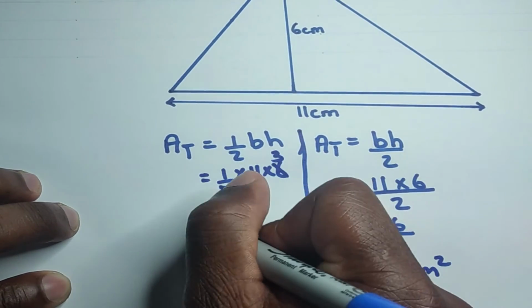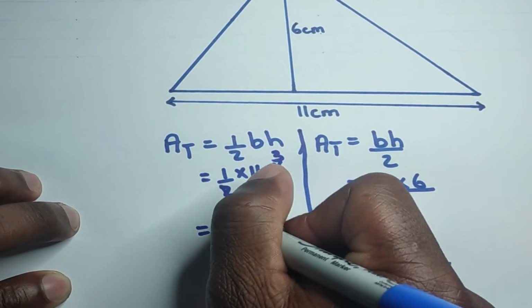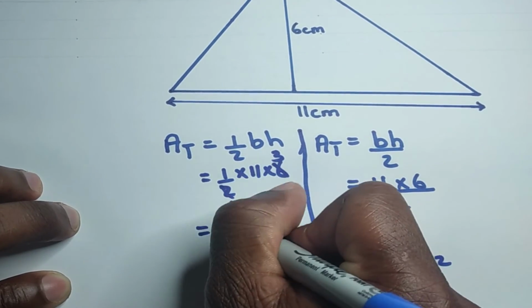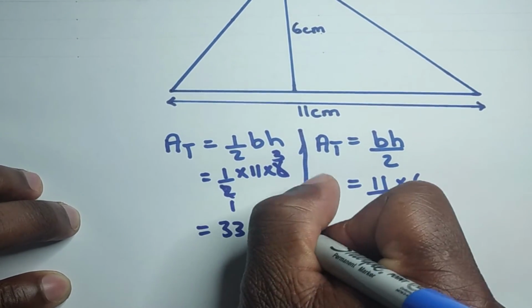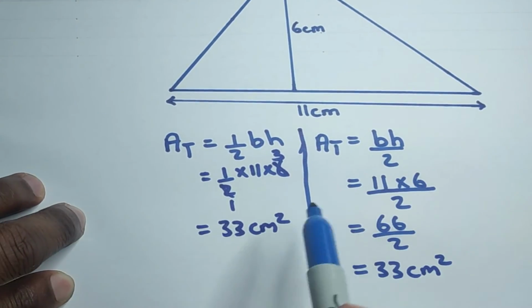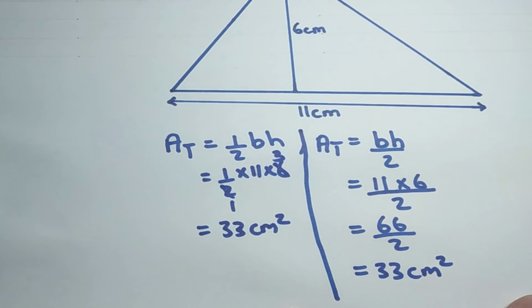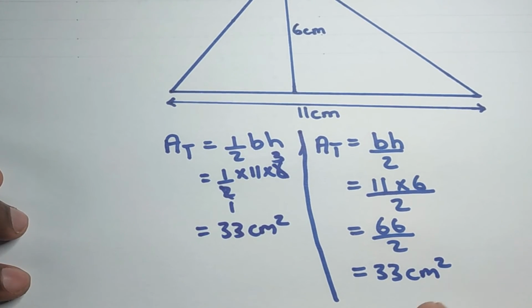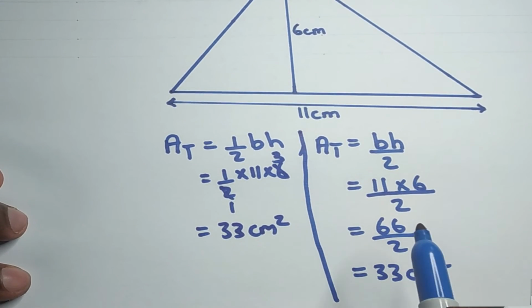3 times 11 is 33, times 1, 1 times 33 is the same 33, alright? Centimeters squared, alright? So don't forget the unit. It must be in squared units, alright? Once you're dealing with area. So that's pretty much how we treat question 15.